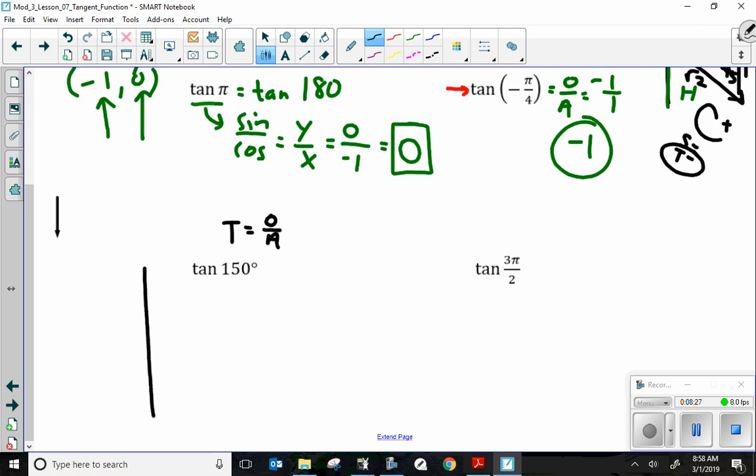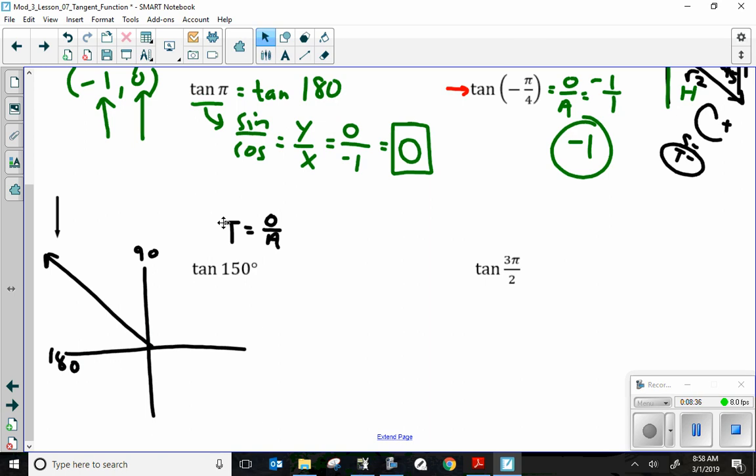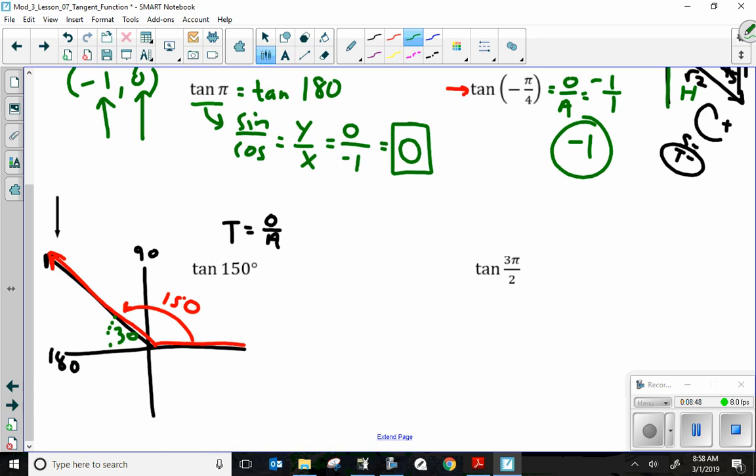150 degrees. What quadrant does that fall in? Well, 150 degrees is definitely between 90 and 180. I'll do that another color just for flavor, for eye candy. All right, there we go. That's 150 degrees, which means my reference angle, you can never forget reference angles, people, is 30. That means I have a 30, 60, 90 triangle.